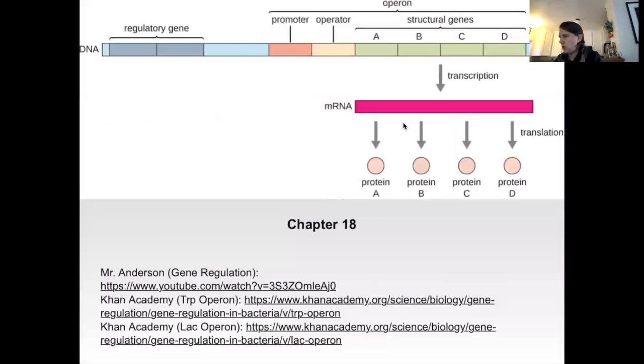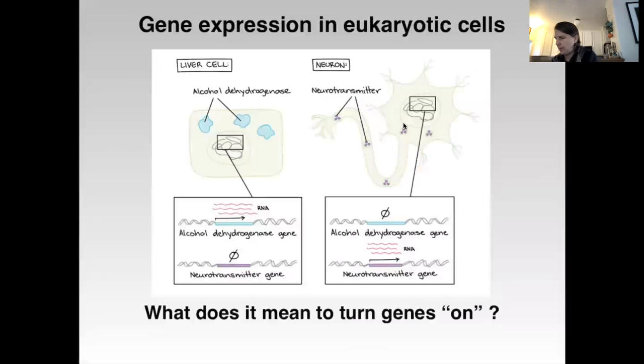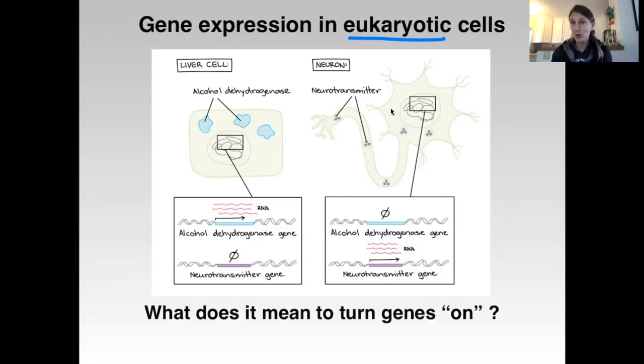Okay, gene regulation. Let's see where we left off. Okay, so we are talking now about eukaryotic gene expression. So remember, eukaryotic cells have membrane-bound organelles. They're larger, they have a nucleus, they have linear chromosomes. So remember all these differences that are going to become important for the final.